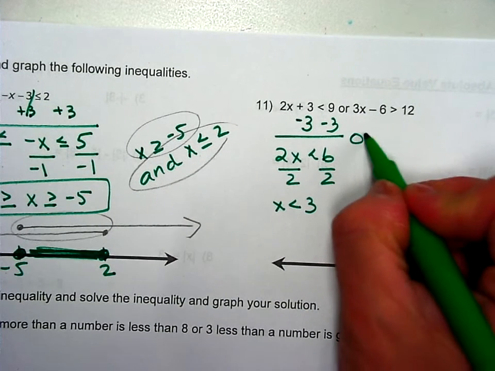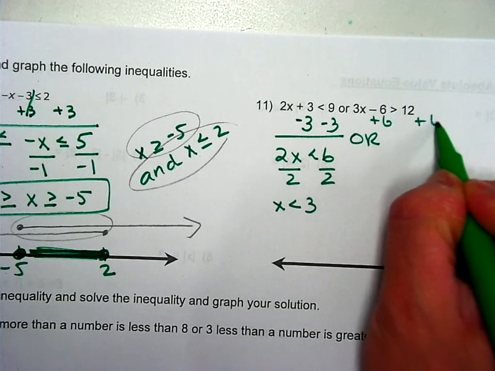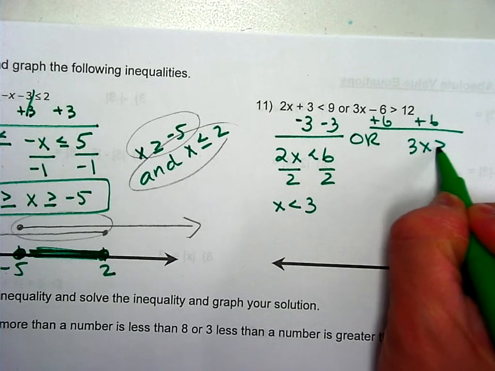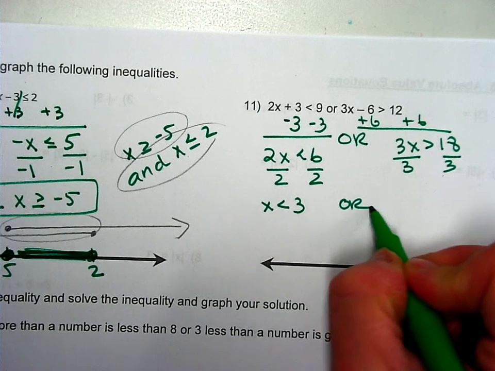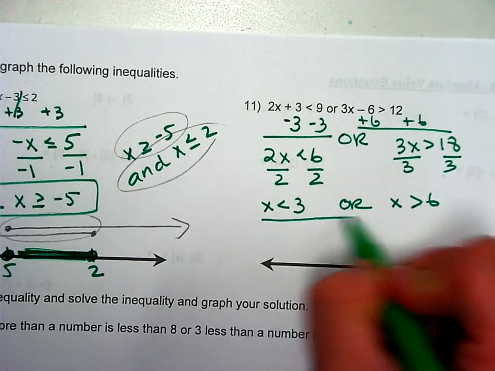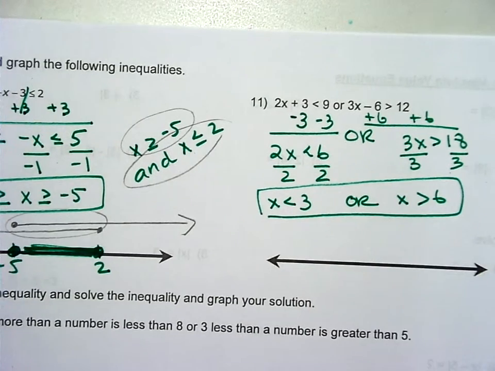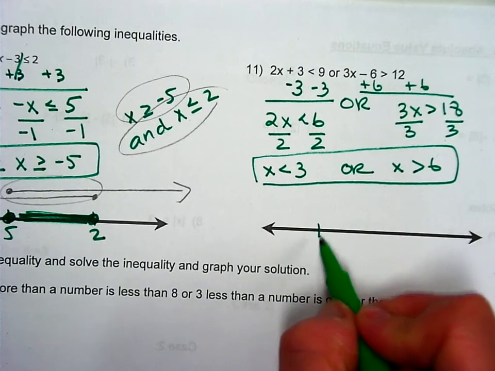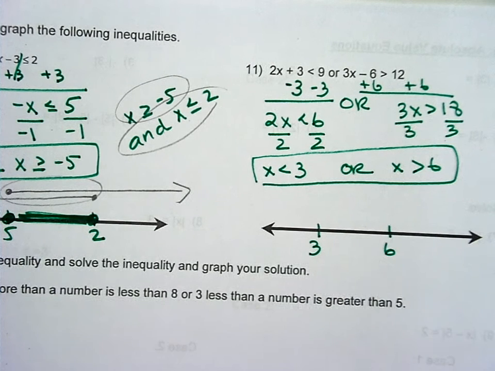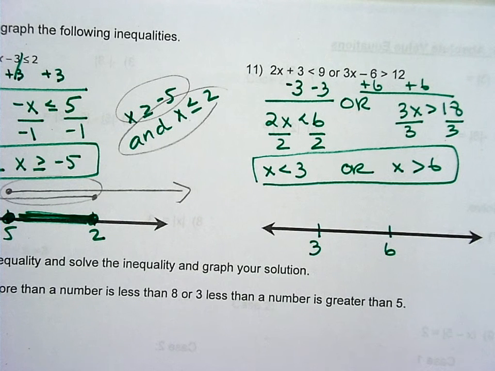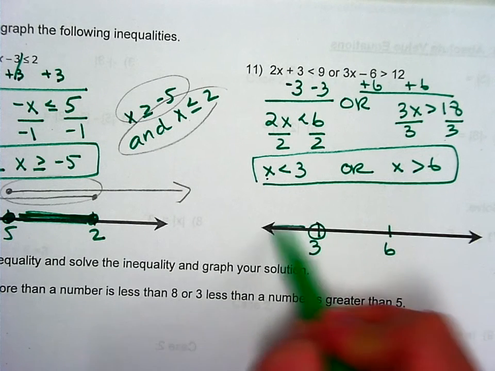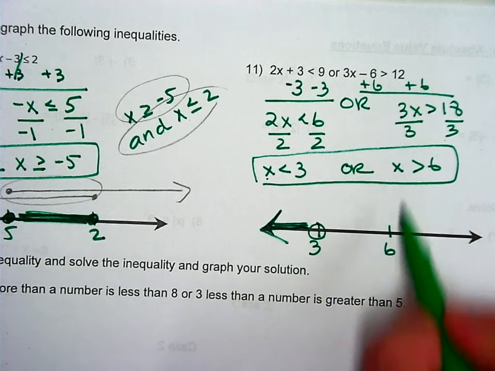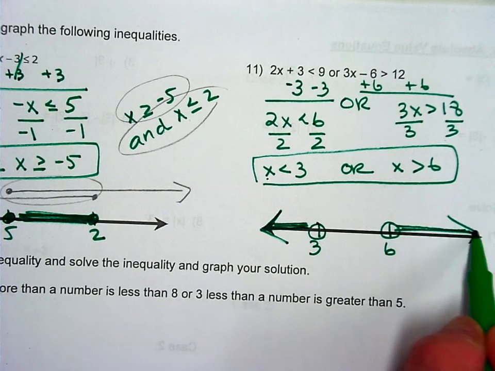Or the other one, I'm going to plus 6, 3x is greater than 18. Divide by 3, or x is greater than 6. So this is my solution. Now I'm going to graph the solution as well. So there's 3, there's 6. It's an or statement, so I don't have to try to figure out where they cross. All you have to do is graph it. So this is x is less than 3, open circle, going all the way to the left, or x is greater than 6, open circle, going all the way to the right, and that's my solution.